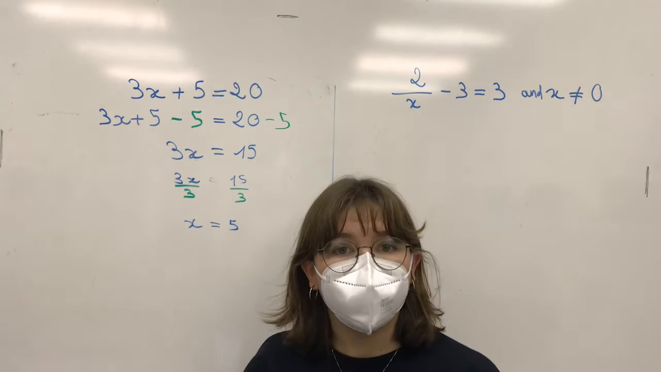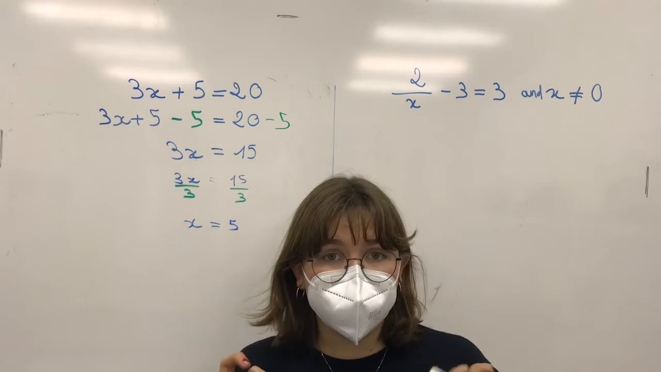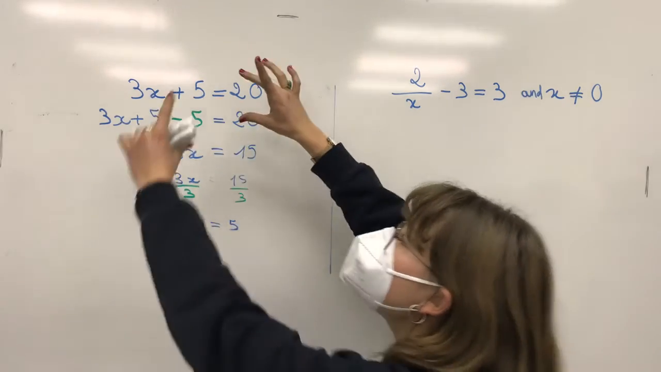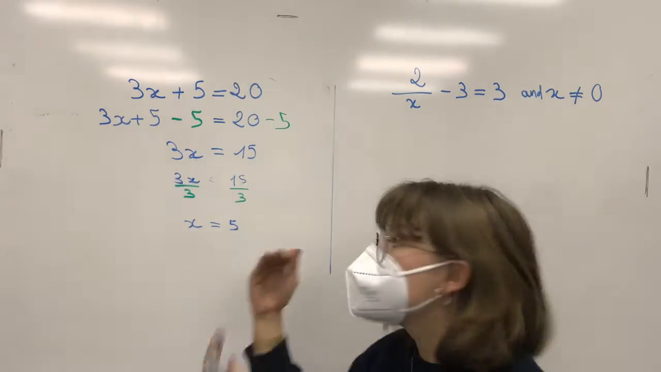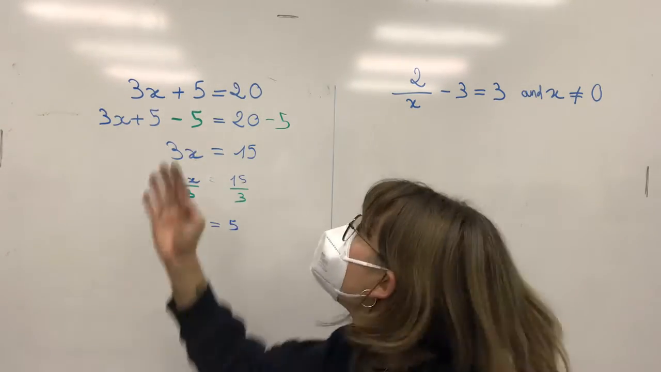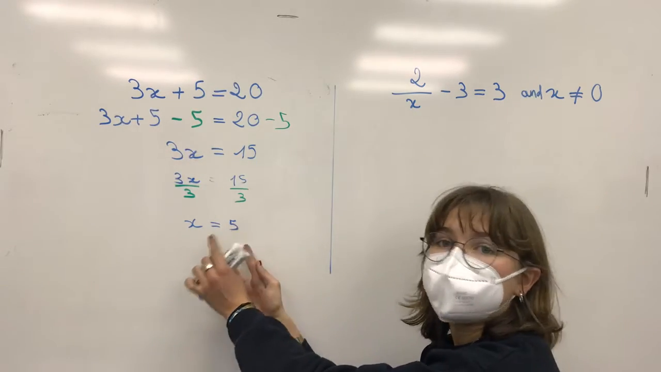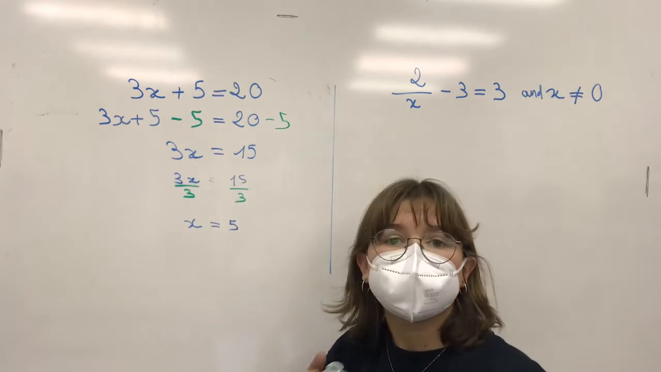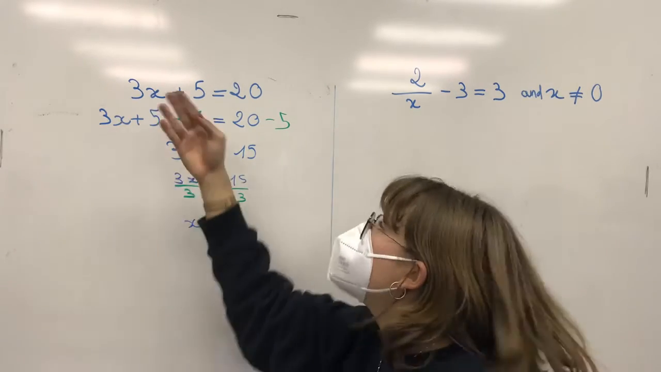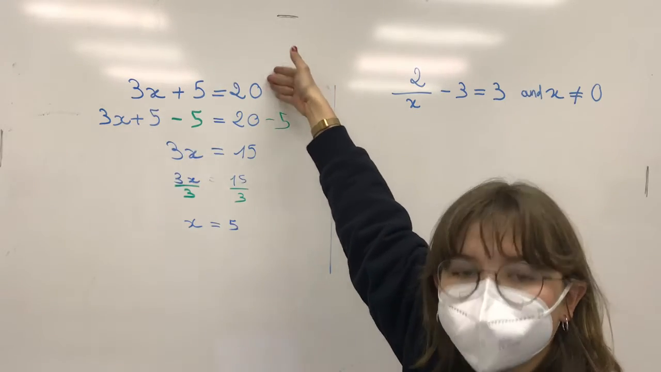Now that we are here, if you are not sure of your result, you can verify the equation by replacing x in the first expression of your equation with the value that you just found. So for example, here we have 3x plus 5 equals 20. We're going to try with x equals 5. 3 times 5 is 15, plus 5 is 20. So our equation is right, it is true.